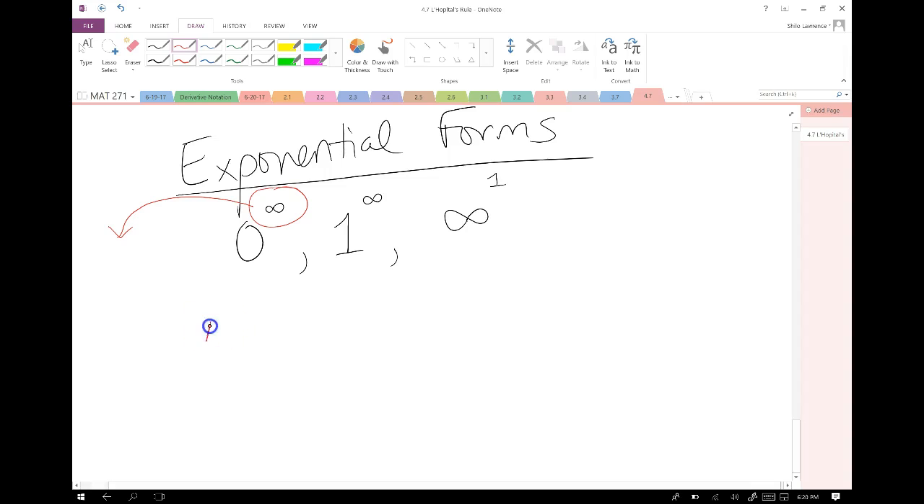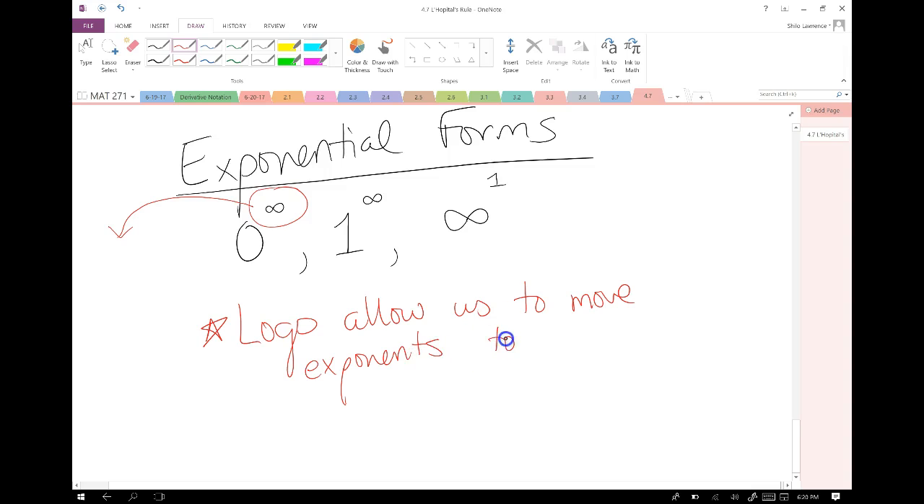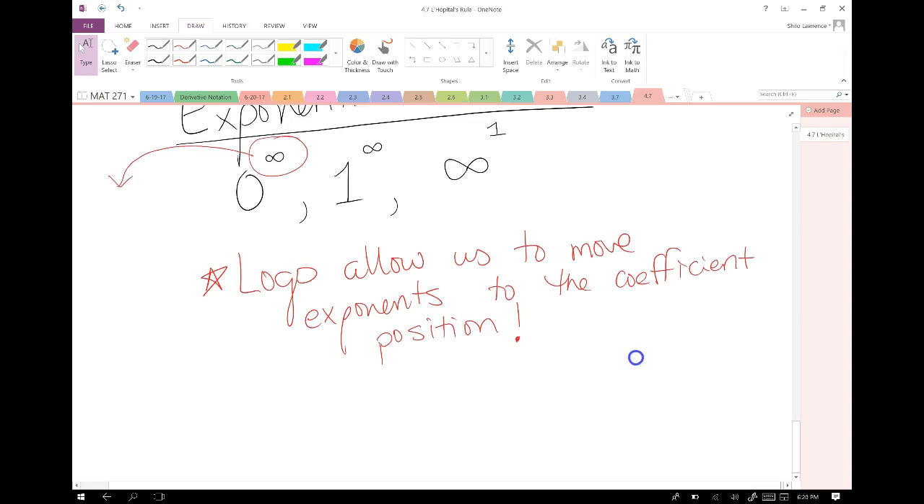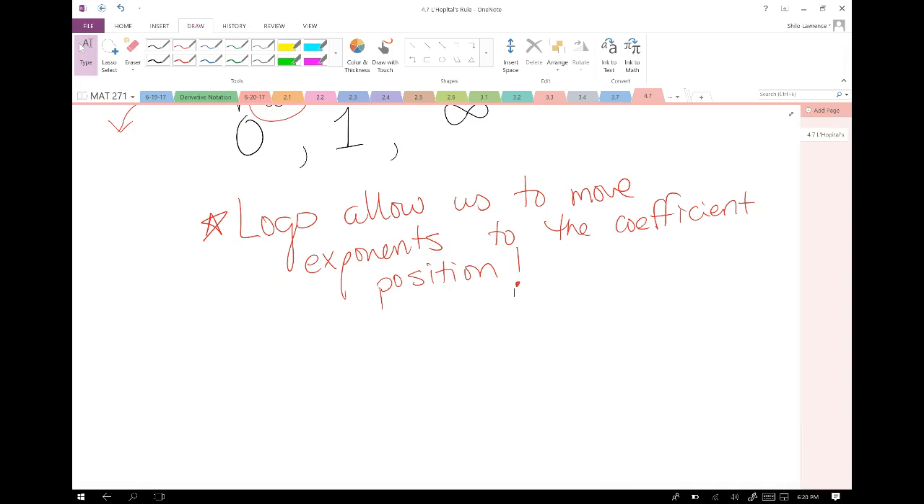And that is a log. Logs allow us to move exponents to the coefficient position. So that's really going to be the trick here. And then once we do that, it's pretty much like what we did above.